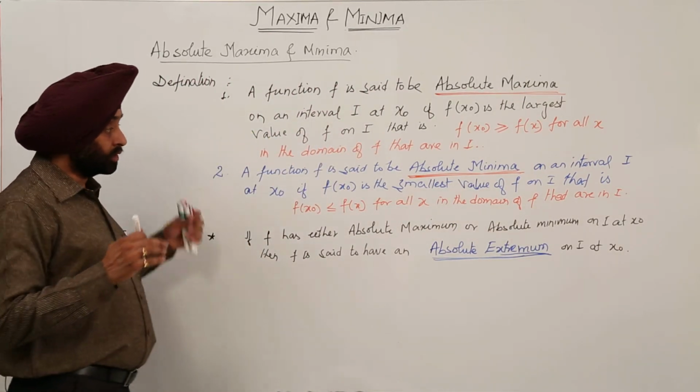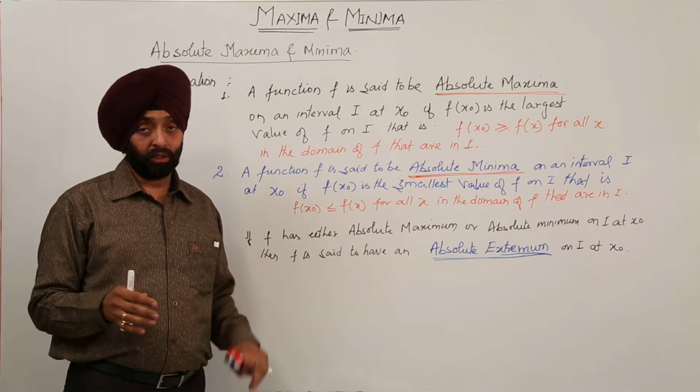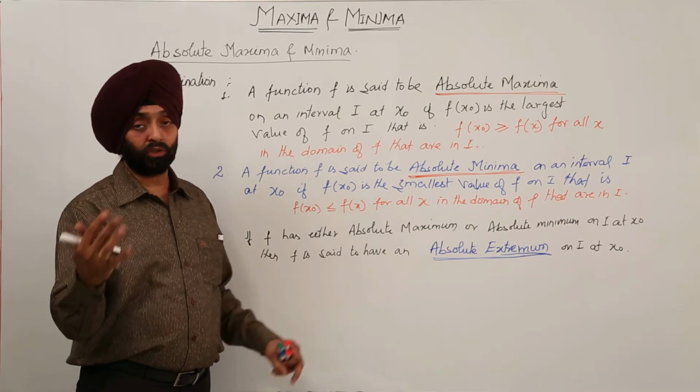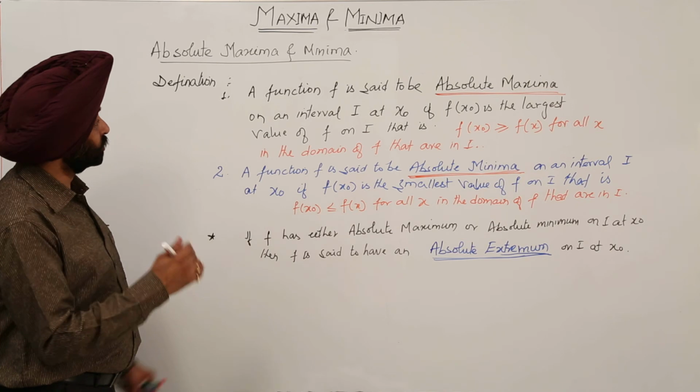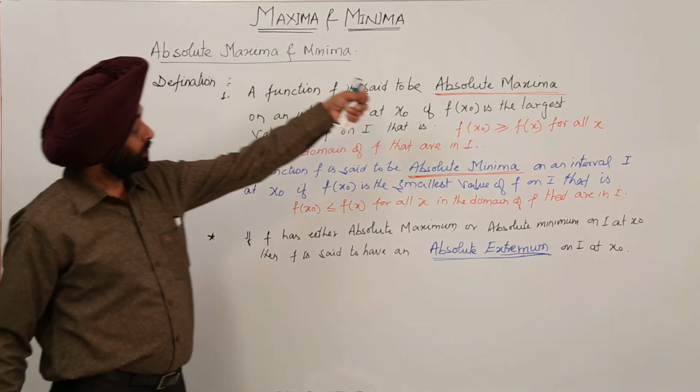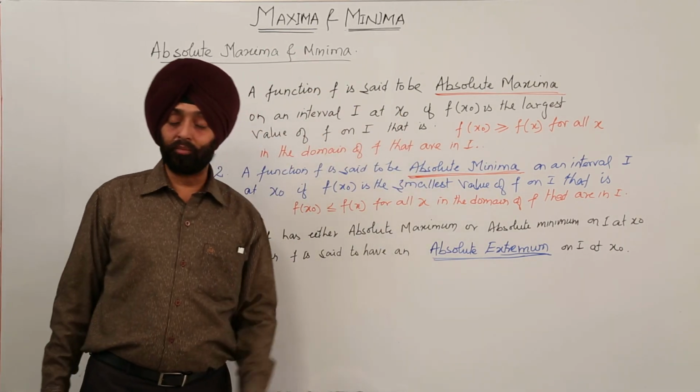Now I will be explaining with some graphical parts, and then we will be proceeding to the theorem part. Okay, so this is the definition for absolute maxima, absolute minima and absolute extremum.